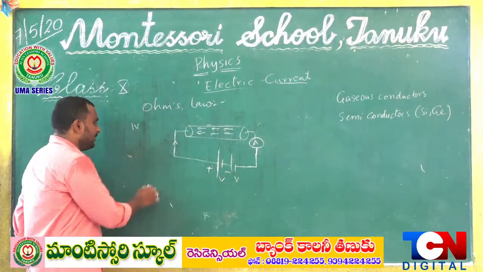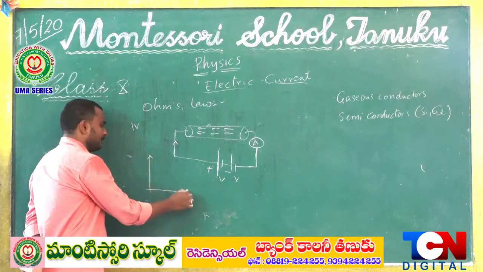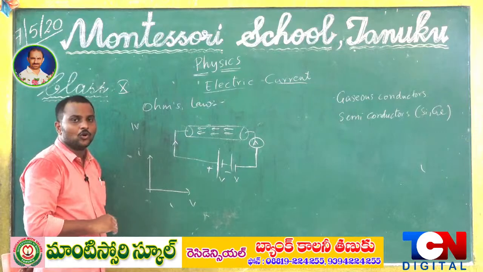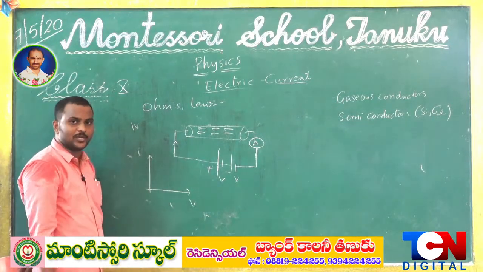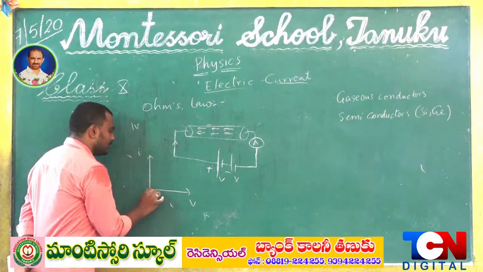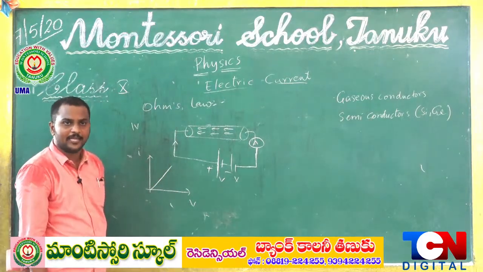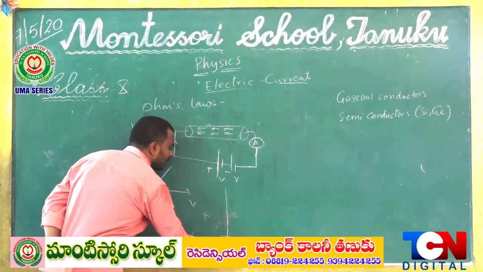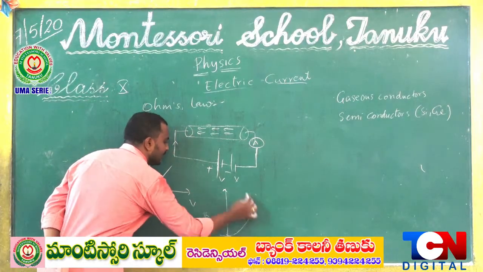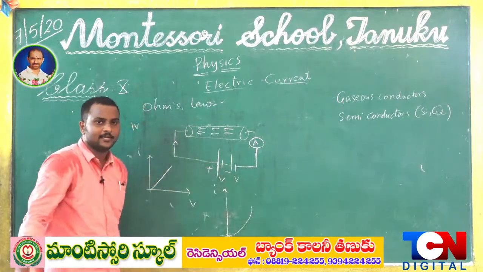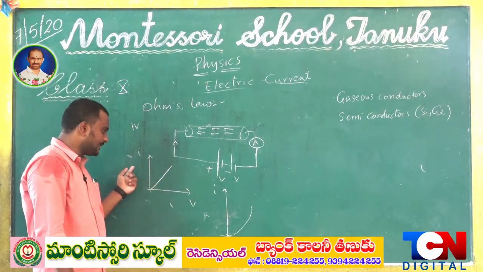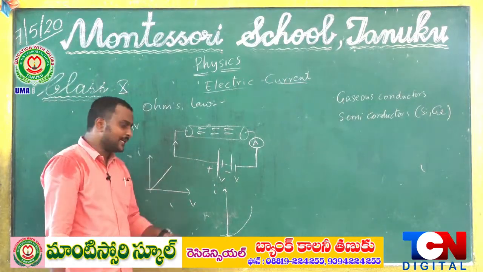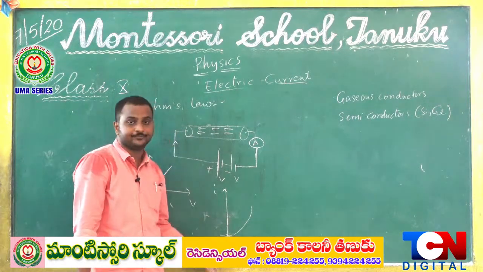If you draw the V-I graph for ohmic conductors, which are the conductors that follow Ohm's law, V must be directly proportional to current, so the graph will be linear. If you take a non-ohmic conductor in place of this, for example an LED, the graph will be a curved graph. So for ohmic conductors the graph between voltage and current is linear, and for non-ohmic conductors the graph for V and I is non-linear.